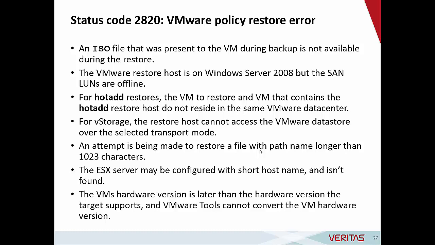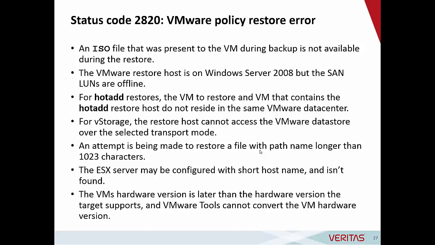Other possibilities here for hot add restores: the VM to restore and a VM that contains the hot add restore host are not in the same data center. So in this case here, I'm using a virtual media server. That virtual media server must be present in the same data center in order for the restore to work. If the restore host can't access the VMware data store over the selected transport mode, that'll be an issue. If I try to restore to a path with a path name longer than 1023 characters, that'll cause the restore to fail.